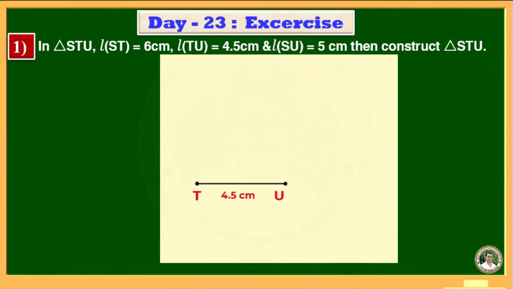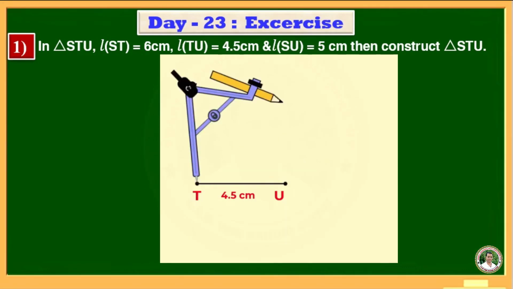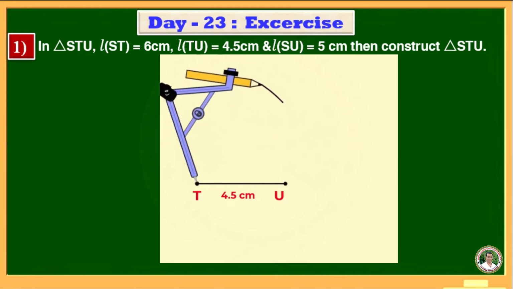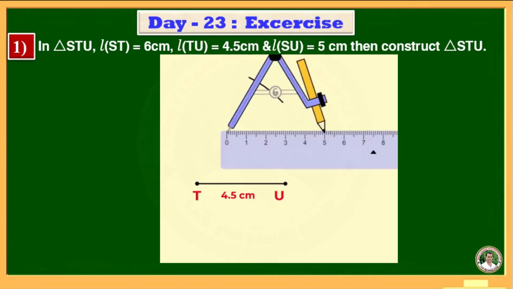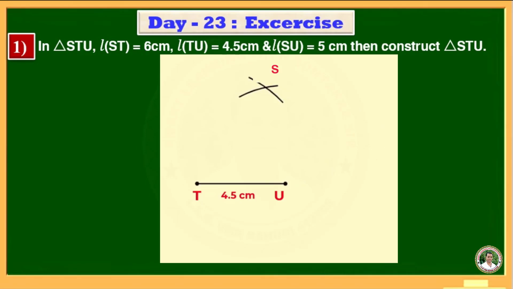Now we want to draw the side ST of triangle STU. For that, by using a scale, take 6 cm distance and with T as a center, make the arc above the side of segment TU. Another side of the triangle, that is SU, is 5 cm. For that, take 5 cm distance in a compass and with U as a center, intersect the first arc. The intersection point is S.